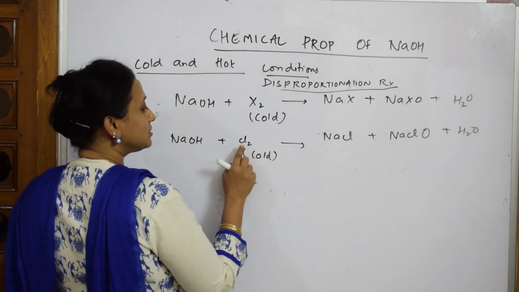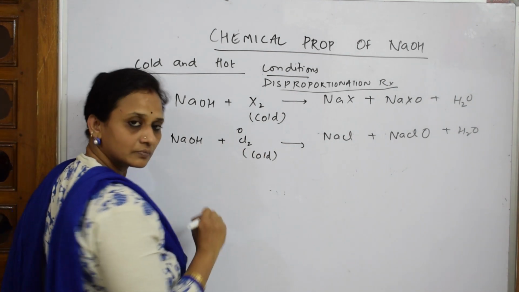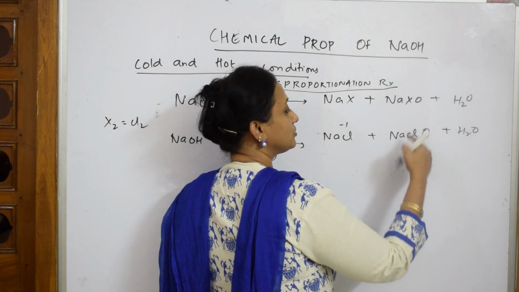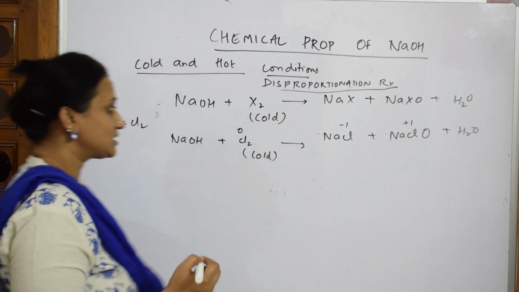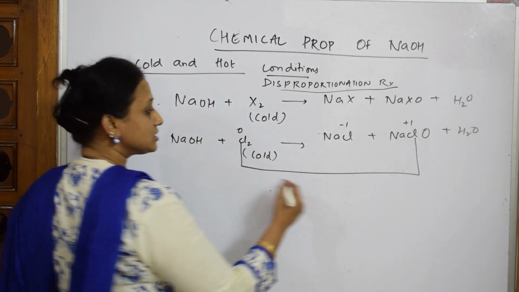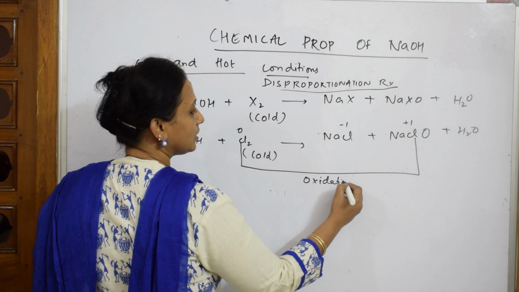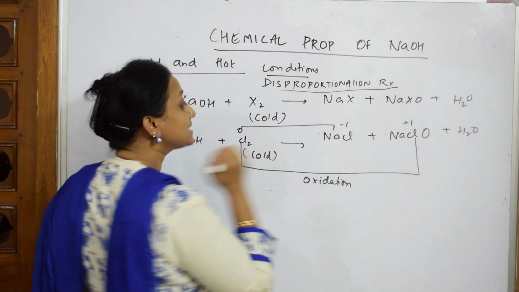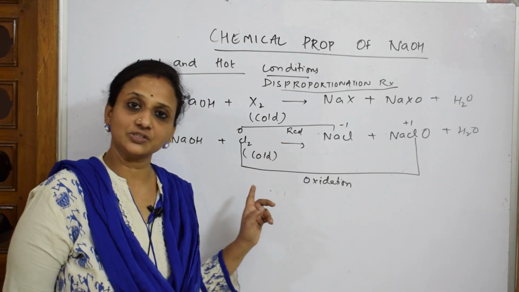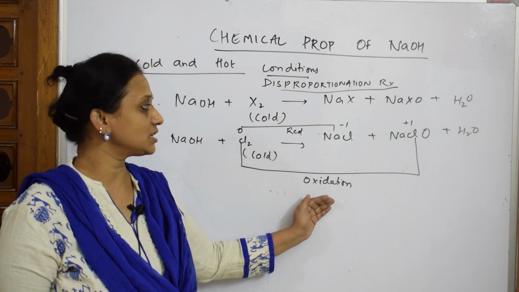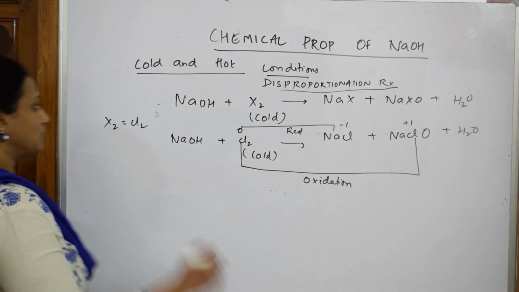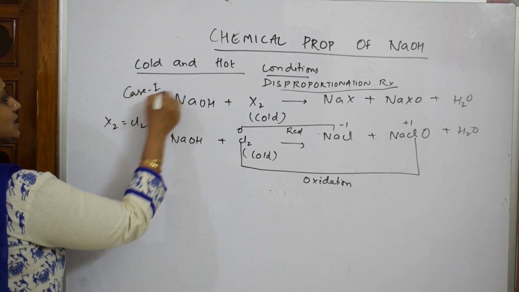How is this? Suppose here, what is the oxidation state of this? This is 0. Here when I compare, this is +1, this is -1. From 0, there is an increase in oxidation number. Increase in oxidation number is nothing but oxidation. Here from 0, there is a decrease in oxidation number. That is nothing but the reduction process. This is reduction. Such reactions where the same element undergoes oxidation as well as reduction are called disproportionation reactions. Remember this.